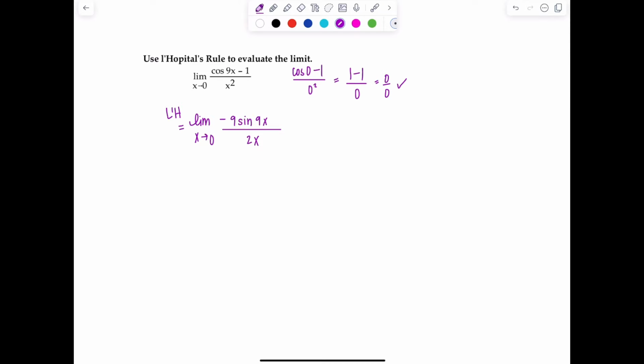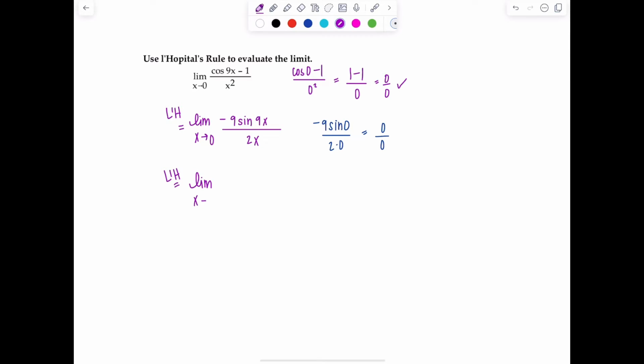Very good. So now let's see, can I evaluate the limit? So plug in 0 for x, that's negative 9 times sine of 0 over 2 times 0. Sine of 0 is 0, so 0 times negative 9 is 0 over 0. Oh, I don't have my limit yet, but thankfully I have an indeterminate form of the type 0 over 0. We can go ahead and apply L'Hopital's rule once more.